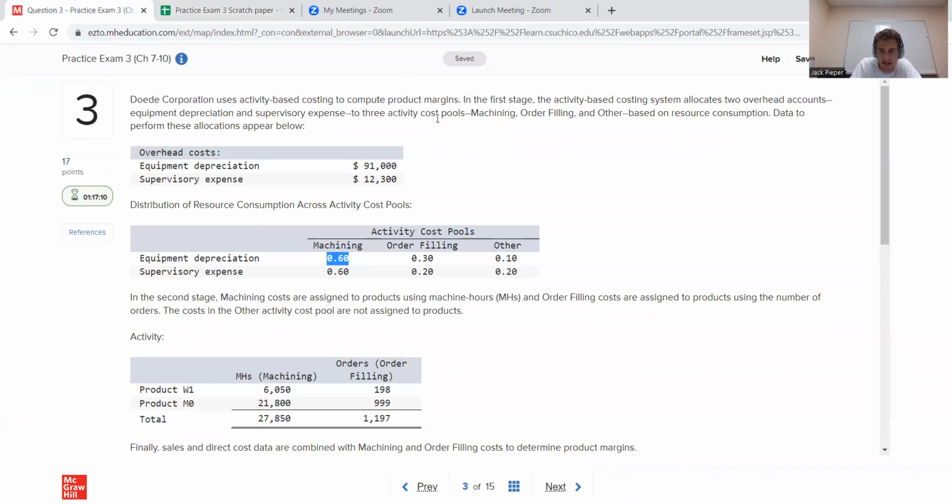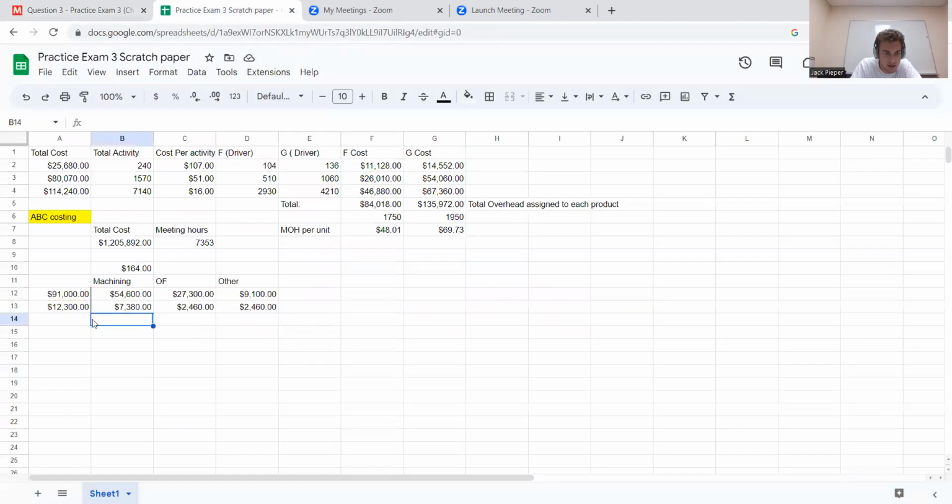All right, now that we have our activity cost pools, we can add up our costs. This will be the total cost pool. We'll add machining plus order filling plus other, and add them all together. These are our 3 cost pools.